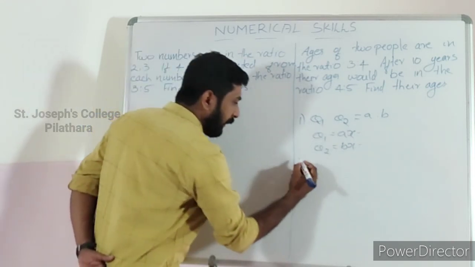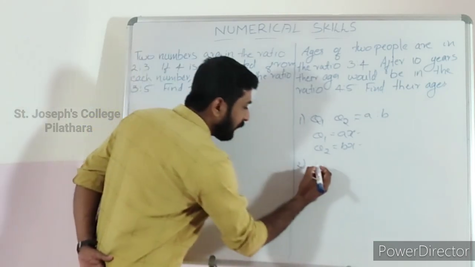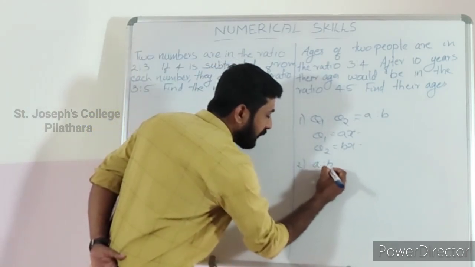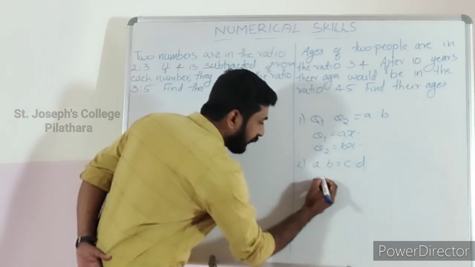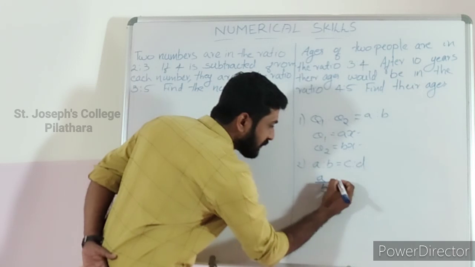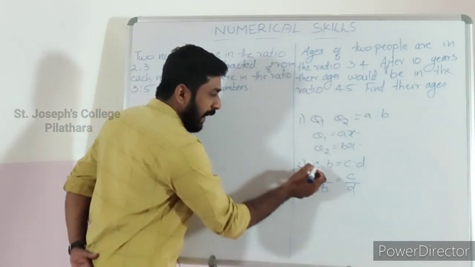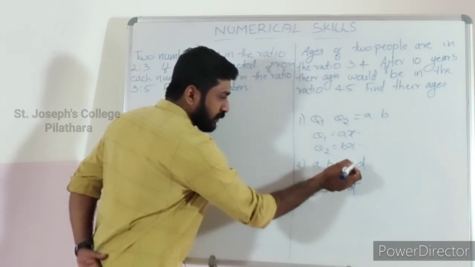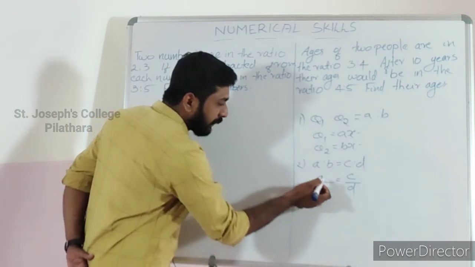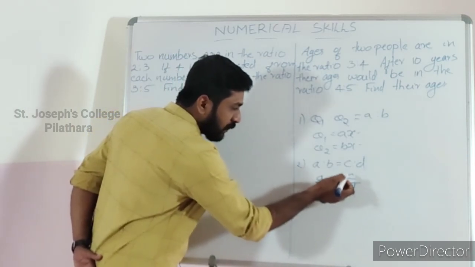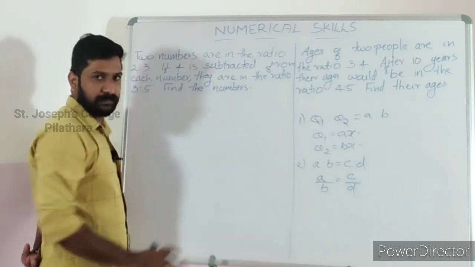And the second property: if 2 ratios are equal, that is, if A:B is equal to C:D, then you can take A/B equal to C/D. These 2 properties are necessary to solve this problem.